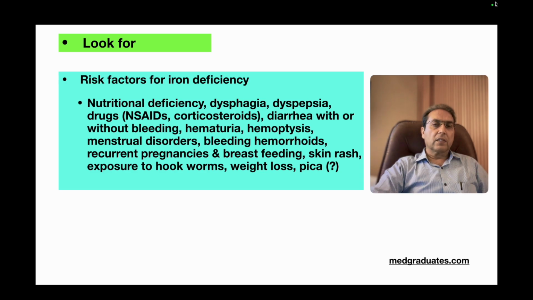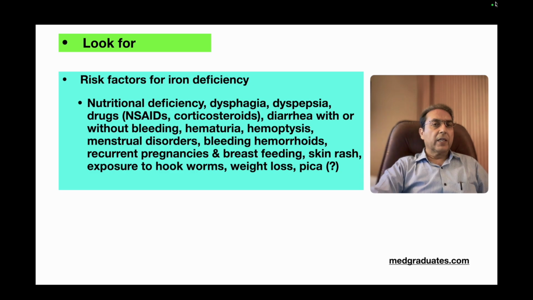like celiac disease. Then you got hematuria, chronic hemoptysis, menstrual disorders, that is polymenorrhea and menorrhagia, bleeding hemorrhoids, recurrent pregnancies and breastfeeding without supplementation, skin rash of dermatitis herpetiformis, exposure to hookworms and living in an environment where there are chances of having more hookworm infestation.